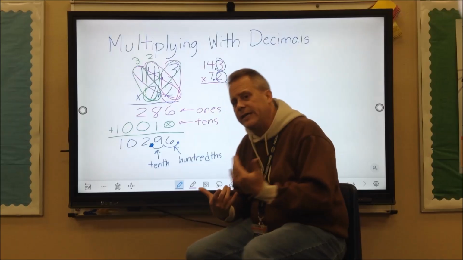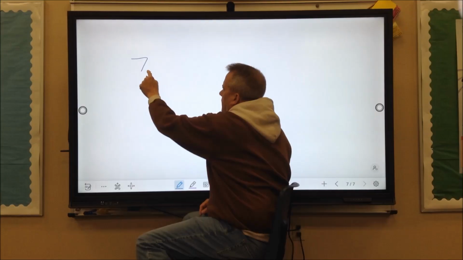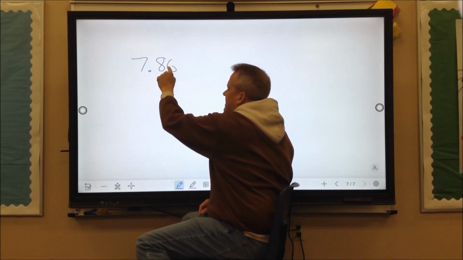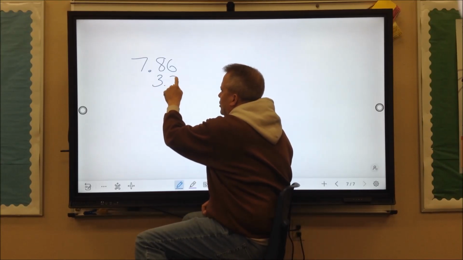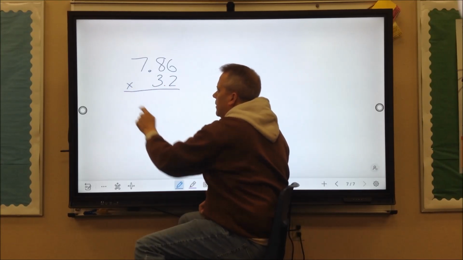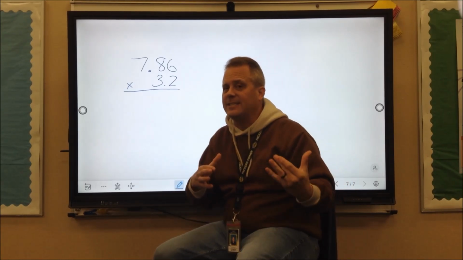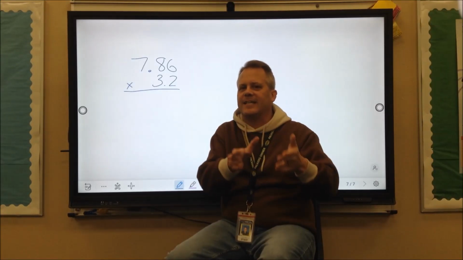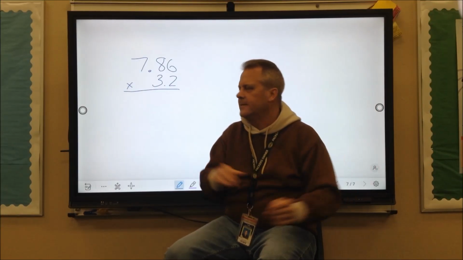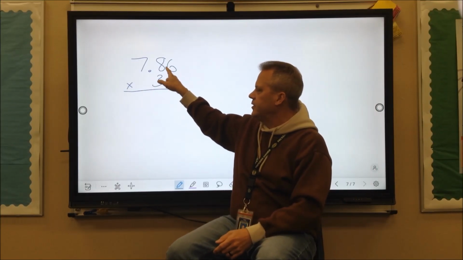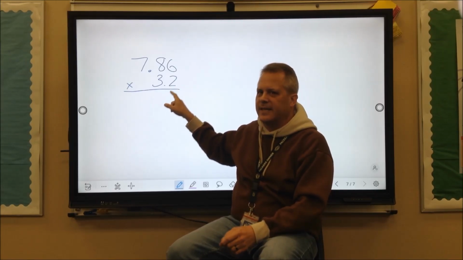Now, if I'm doing another problem, let's just pretend I have this problem, 7 and 86 hundredths times 3 and 2 tenths. Make sure you use the proper terminology, because that's going to help me place the decimal in the proper spot. So let's just jump to the very end. I've got 2 digits after this decimal. I've got 1 digit after this decimal.